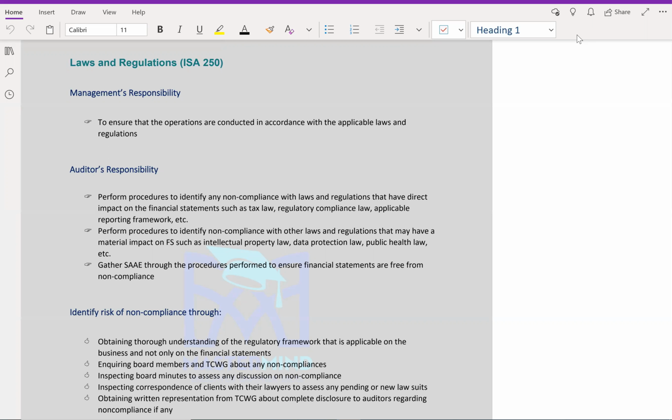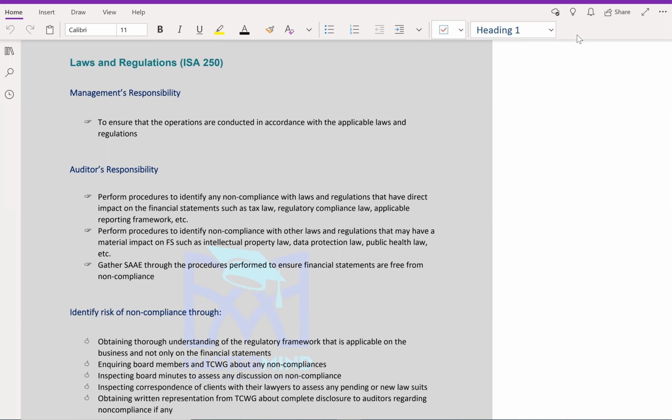Okay, and if, for example, you come across as an auditor that the inventory is being produced by children who are underage, basically, you can report it to the authorities, right? Provided you have discussed this matter with those charged with governance, okay, and they're not willing to correct it. Obviously, if they're paying the penalty, that is one thing, right?